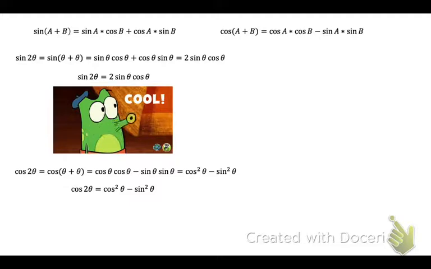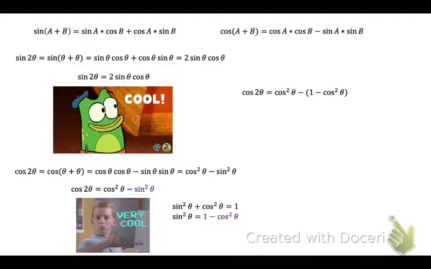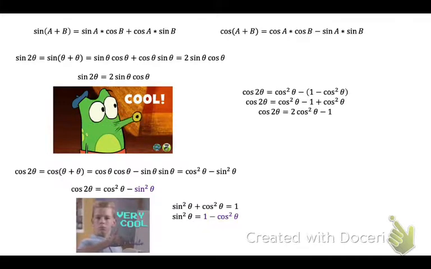Now that looks a lot like something we've done in the past, right? That looks a lot like the Pythagorean identity. So sine squared plus cosine squared equals 1. So if I solve that for sine squared, I get 1 minus cosine squared. And if I plug that into there, I'm going to get cosine of 2 theta is cosine squared of theta minus 1 minus cosine squared of theta, which if you distribute that, you end up with 2 cosine squared of theta minus 1. So that one right there is another of the cosine double angles.